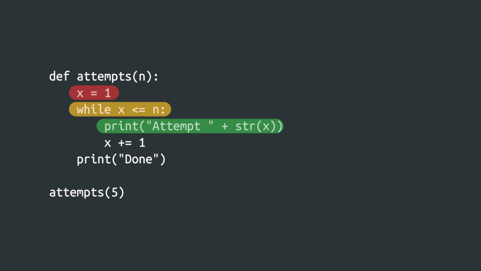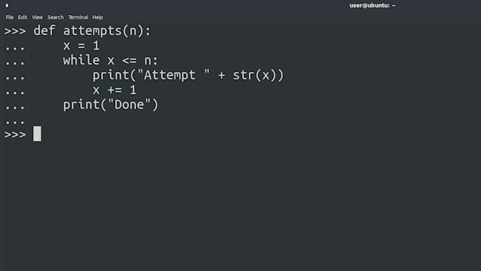In the body, we first print a message indicating the current attempt number, and then we increase the value of x by 1. To increment the number, we're using a slightly different expression than before. x += 1 is a shorthand version of x = x + 1. You can use either expression since they both mean the same thing. The process continues until the result of the comparison isn't true anymore, which happens when x is bigger than n. In our current example, this would be when the value of x is 6. Let's see it in action.